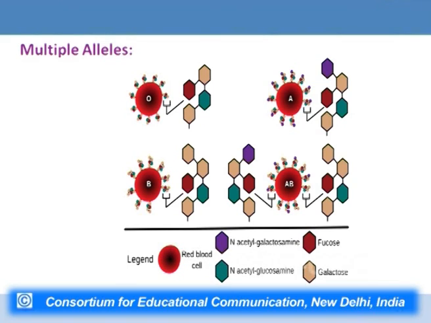This particular figure shows that individuals who are having O blood group do not have any addition of extra carbohydrate to the already existing H substance, whereas B blood group individuals have galactose added to the H substance, A blood group individuals have N-acetyl galactosamine added to the H substance, whereas AB blood group individuals have both N-acetyl galactosamine and galactose added to the H substance. So, individuals who have these AB genes will be expressing both A glycoprotein and B glycoprotein on their surface.